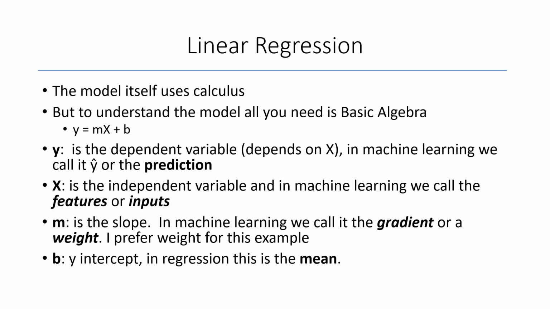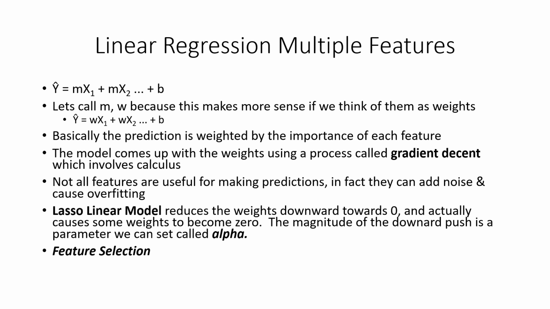Okay, so y is the dependent variable because it depends on x, but in machine learning we call it y hat, or the prediction. And x is the independent variable, and in machine learning we call this the features or inputs. m is the slope, but in machine learning we call it the gradient or weight. I prefer weight for this example. And b is the y-intercept, but in this regression example we find out that it is the mean.